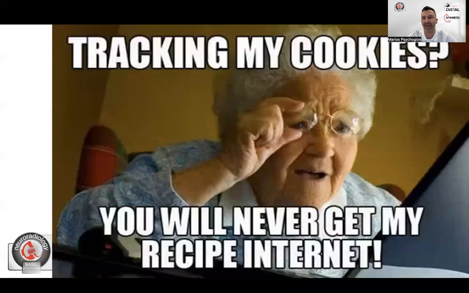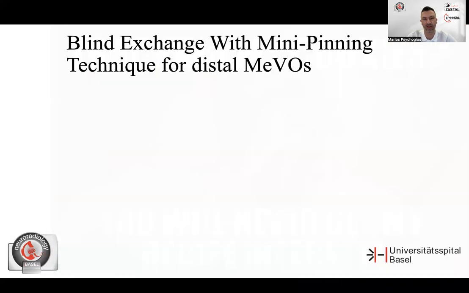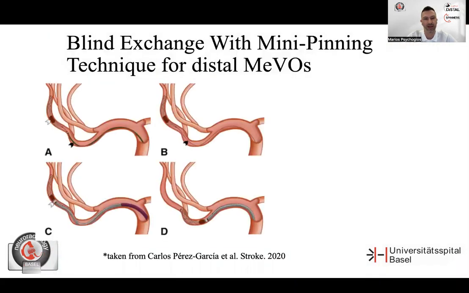Before I go to my cookbook and show you my recipes, let's start with what data we have at the moment regarding MeVOs. As you can see here, this was a nice paper showing the blind exchange mini pinning technique, which we touched a little bit on before. So you have the clot, you go there with your microcatheter, you place a stent retriever, and then you remove the microcatheter out of the patient, and you introduce a small aspiration catheter. Usually it's the 3MAX right now.